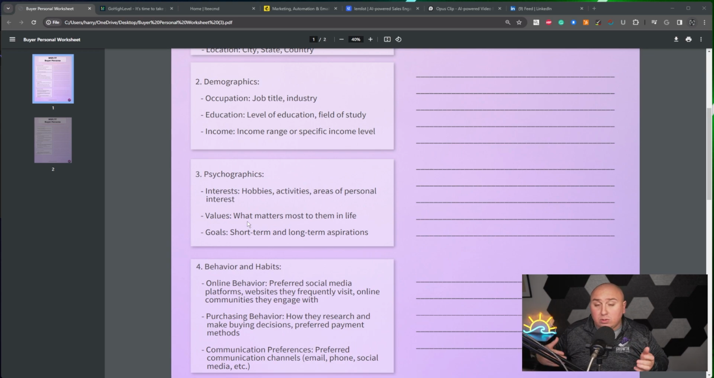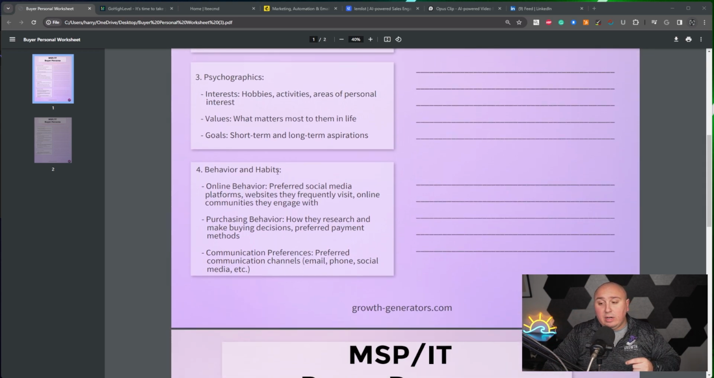Next is going to be the goals. What are their goals for them, for their business, their aspirations? Is it to help put their kids through college? Think about it. It really does matter, all of these things, because when you figure it out, you can write towards this specific person. Behaviors and habits.